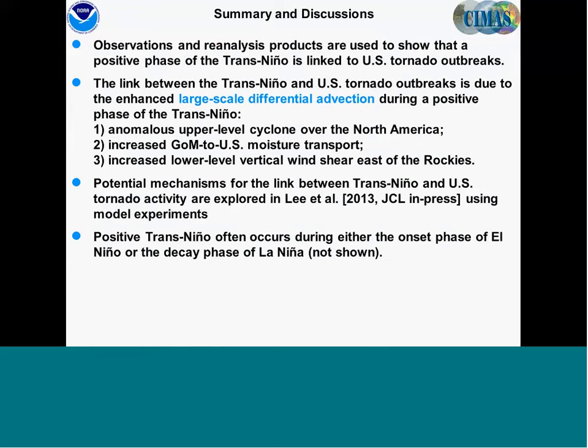I'm almost done. So here's a summary and discussion. The observations and the reanalysis products are used to show that a positive phase of the Trans-Niño is linked to the U.S. tornado outbreaks. The link between the Trans-Niño and the U.S. tornado outbreaks is due to the enhanced so-called large-scale differential advection during a positive phase of Trans-Niño. And when this large-scale differential advection is enhanced, then we have these 3 distinctive patterns in the atmosphere that are conducive to tornado outbreaks in the United States.